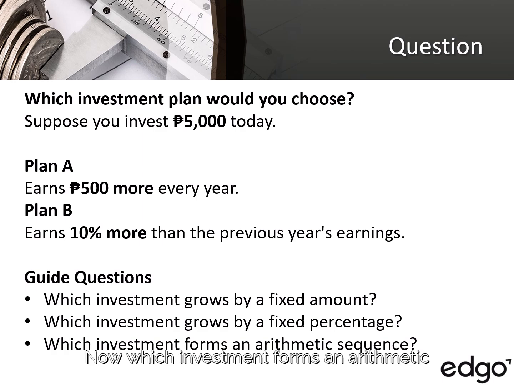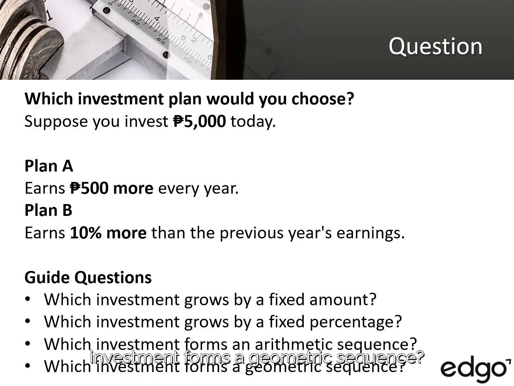Now, which investment forms an arithmetic sequence? Since Plan A increases by the same amount every year, it forms an arithmetic sequence. Finally, which investment forms a geometric sequence? Since Plan B increases by the same percentage every year, it forms a geometric sequence. As we proceed with today's lesson, remember this simple guide. A fixed amount means arithmetic. A fixed percentage means geometric.